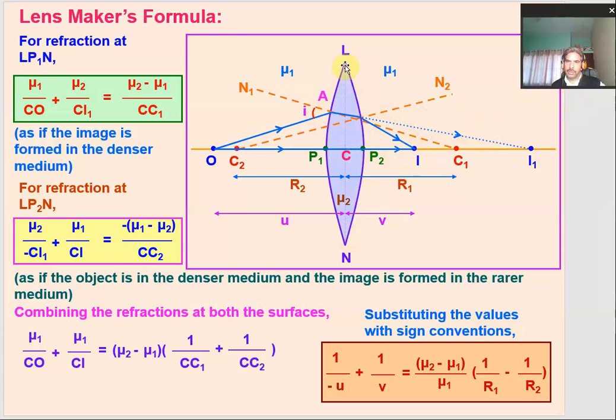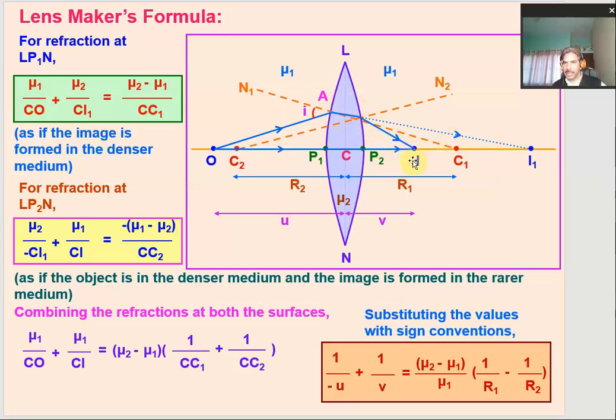So there are two refractions happening. There is one refraction at surface LP1N for which we are writing this equation. This is the case where the image is formed in the denser medium, because if there is no second surface, the image would have been formed in the denser medium of the glass. So for that we have one result, but there is another surface, for which the object is lying in the denser medium, because the light ray is initially traveling in the denser medium and the image is formed in the rarer medium. So for that the object is in denser medium, or we can say virtually the object is in rarer medium.